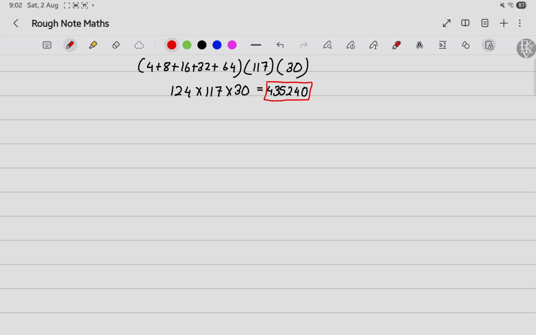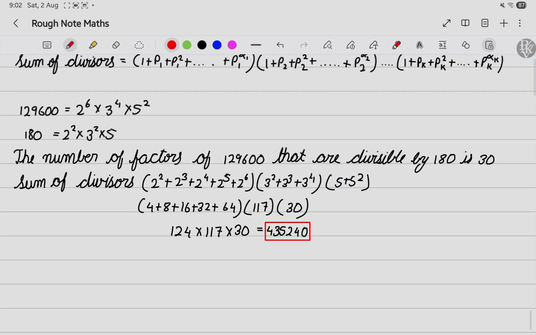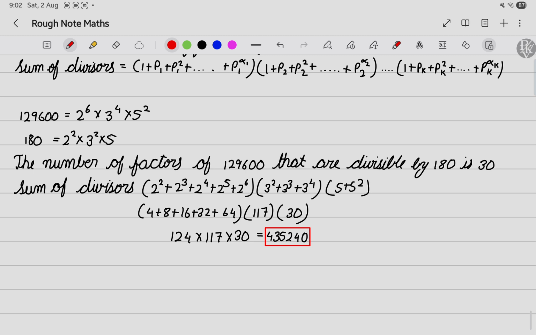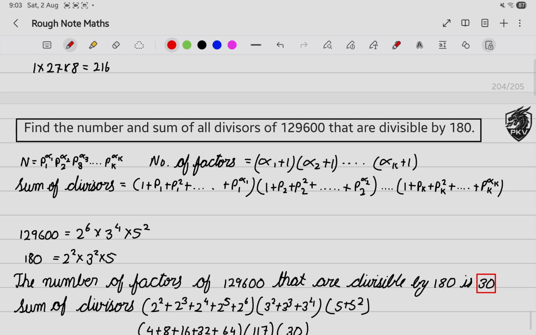So that's it. This is the sum of the divisors, and this is the number of divisors of 129,600, such that those factors are divisible by 180. Those are the answer to our question.